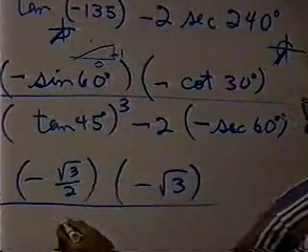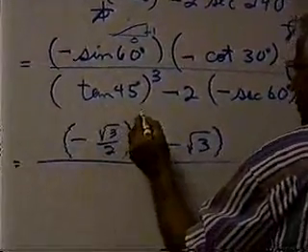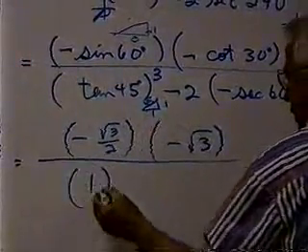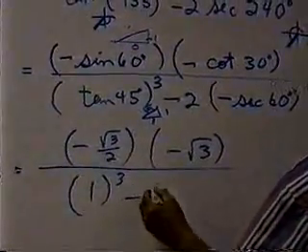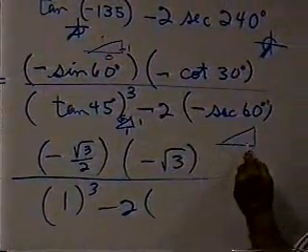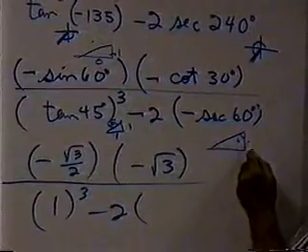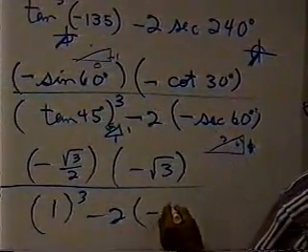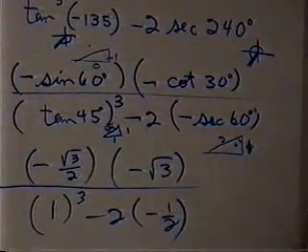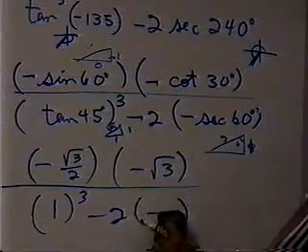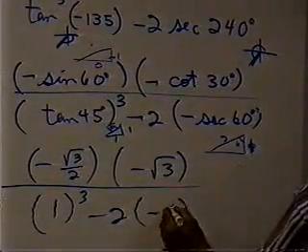On the bottom, the tangent of 45, you draw your 45 triangle, 1, 1, square root of 2, tangent is 1. That's cubed. Minus 2 times secant of 60 degrees, okay, 60 degrees up here. Secant is side adjacent over hypotenuse, so that's minus 1/2. No, I'm sorry, it's minus 2. Secant is hypotenuse over adjacent, so it's 2 over 1.